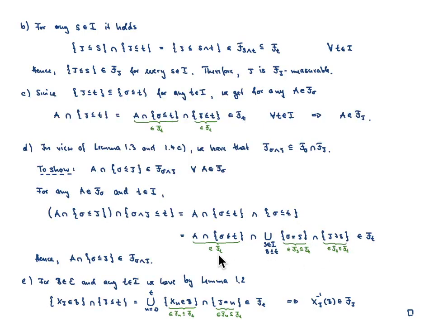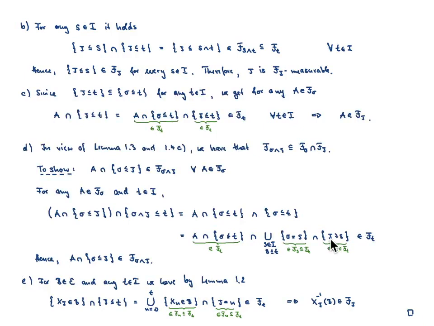Now let us have a look at all these events. First of all, we know that this event here is contained in F_t by assumption. Moreover, we know that this event here is contained in the sigma algebra F_s because sigma is a stopping time, and we apply the characterization of stopping times as was Lemma 1.2, if I remember correctly. And due to the fact that F_s is a subset of F_t, since F_t is a filtration, we get here that this event is in F_t for every s in I with the property that s is less than or equal to t.